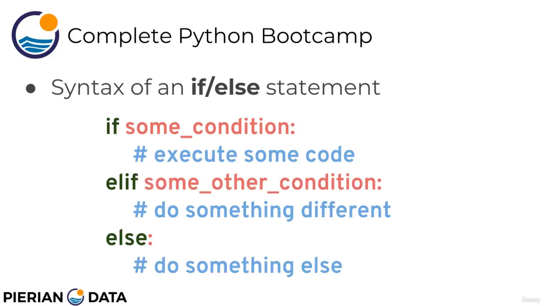If you want to check for multiple conditions before that else statement executes, you can have an elif statement. Basically you say if some condition, execute some code; elif some other condition, do something different. You can have as many of these elifs as you want, and then finally all the way at the end you can have an else statement to do something else.